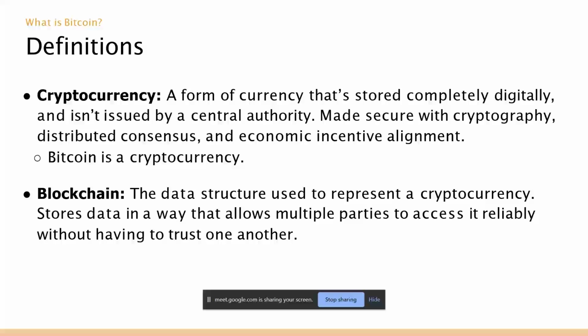Now, talking about blockchain, blockchain is a data structure which is used to represent a cryptocurrency. It stores data in a way that allows multiple parties to access it reliably without having to trust one another. This can come under decentralization. We'll talk about it later on.